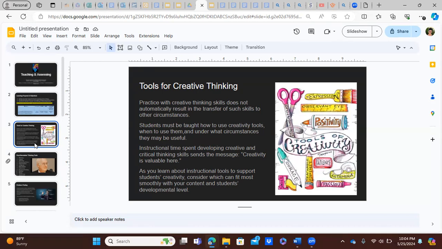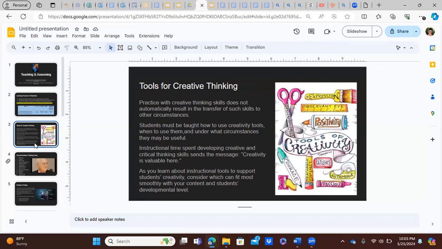Instructional time spent developing creative and critical thinking skills actually sends the message to our students: creativity is valuable here. We care enough about it that we're going to actually make it part of our lessons. We're going to spend time talking about our creative thoughts, and you're going to be given time to actually pursue some of those creative thoughts. So when we spend time on it in the classroom, it sends the message that it matters.